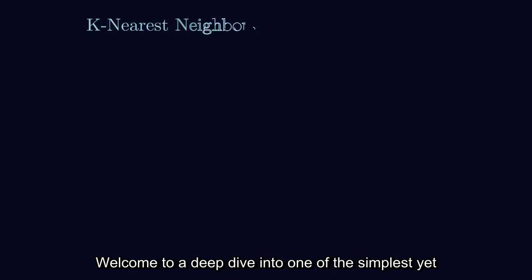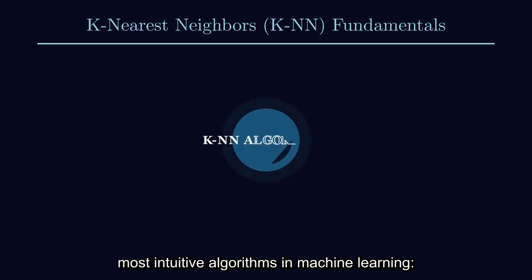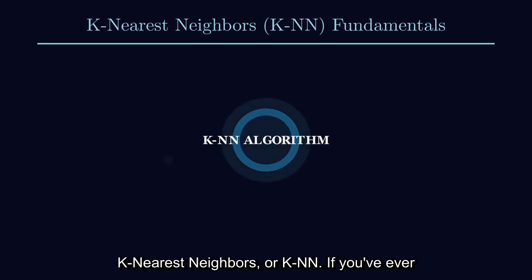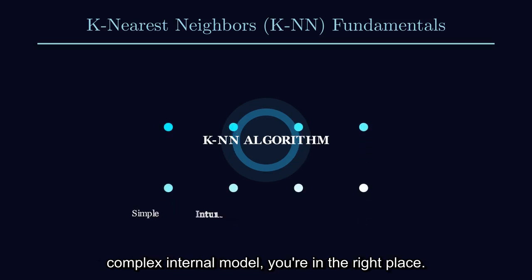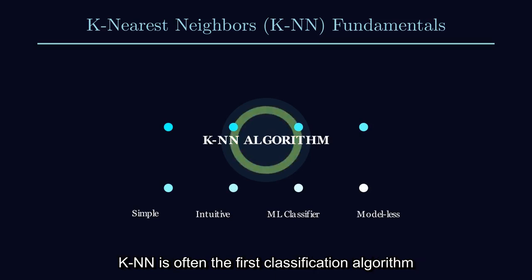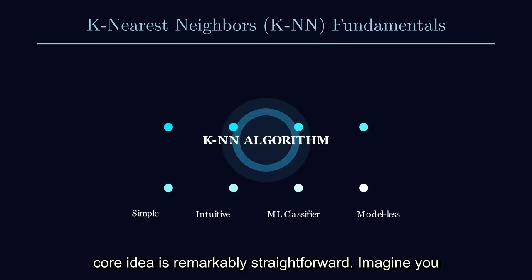Welcome to a deep dive into one of the simplest yet most intuitive algorithms in machine learning, k-nearest neighbors, or KNN. If you've ever wondered how AI classifies data without building a complex internal model, you're in the right place. KNN is often the first classification algorithm many beginners encounter, and for good reason. Its core idea is remarkably straightforward.